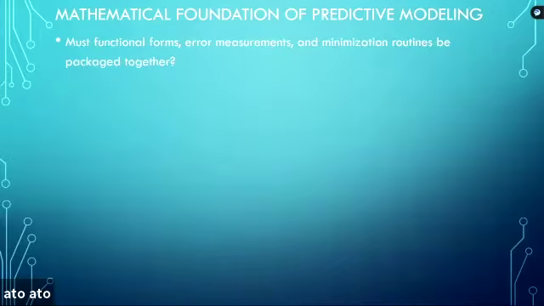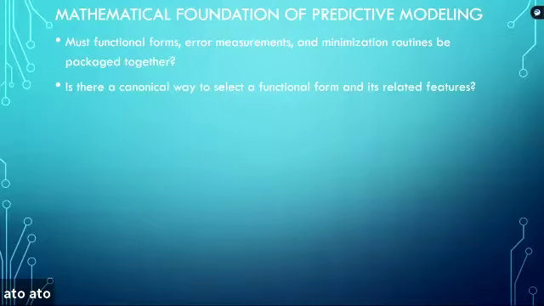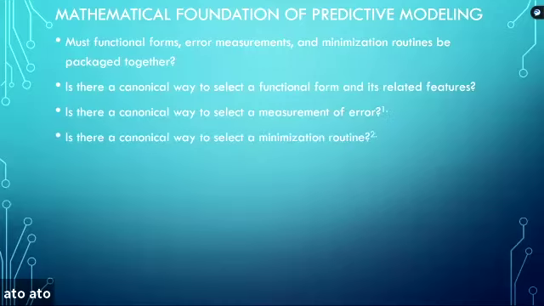Okay. So, like I said on the last slide, this brings up a few different questions. One, is it the case that functional forms, error measurements, and minimization routines must be packaged together? Is that of some sort of mathematical, ontological necessity? Is there a canonical way to select a functional form and its related features? Is there a canonical way to select a measurement of error? That's a good question. Is there a canonical way to select a minimization routine?